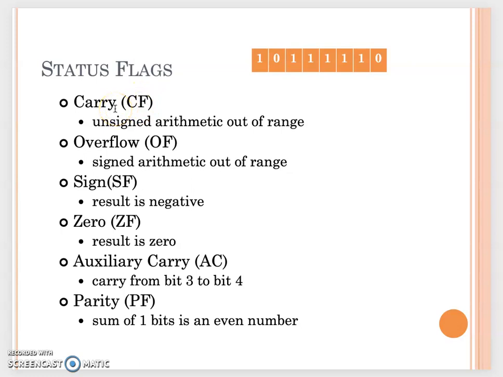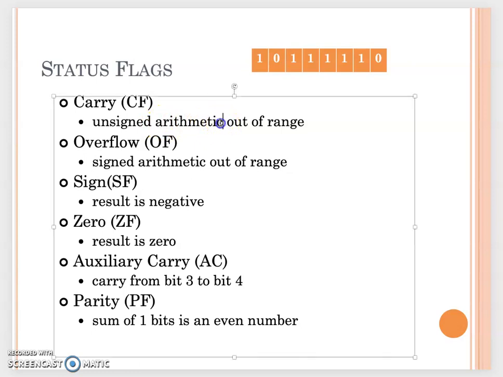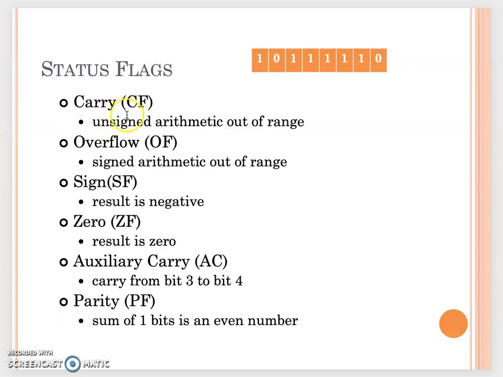The carry flag we use for unsigned arithmetic calculation. When you have an unsigned arithmetic calculation, either plus or minus, if you don't have enough bits to carry out, the carry flag will be set. Do you remember when we talked about binary calculation this week? If you have 1 byte binary, add another 1 byte.